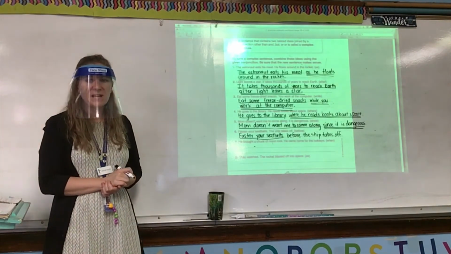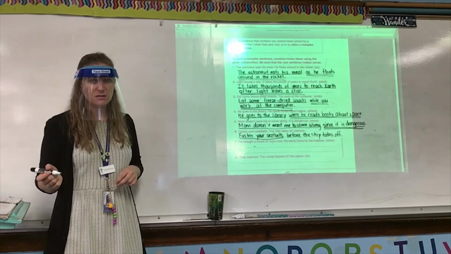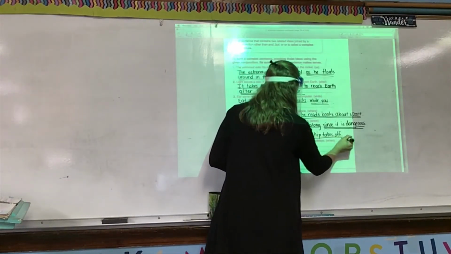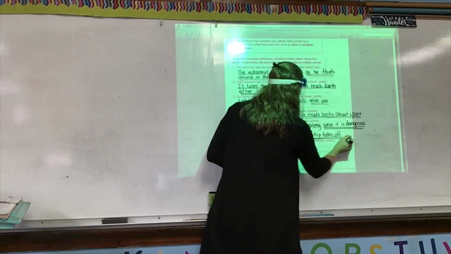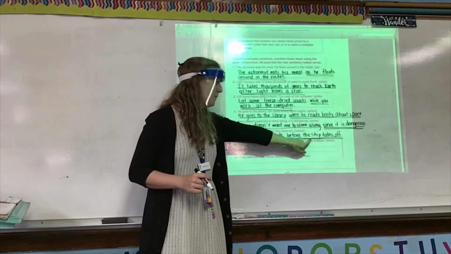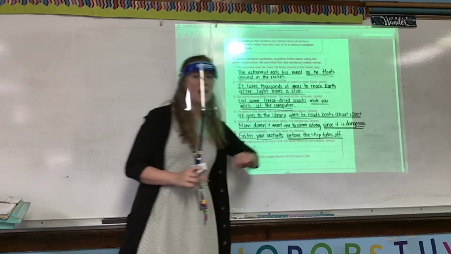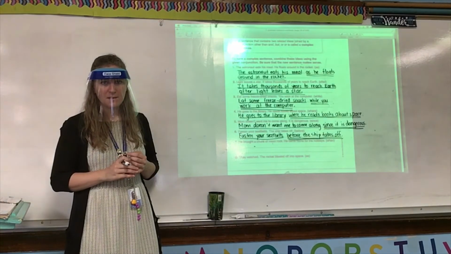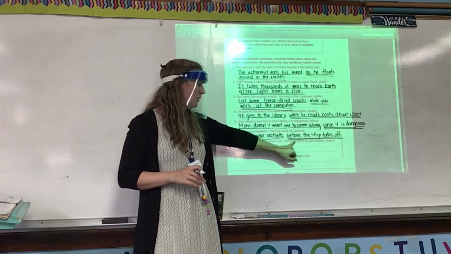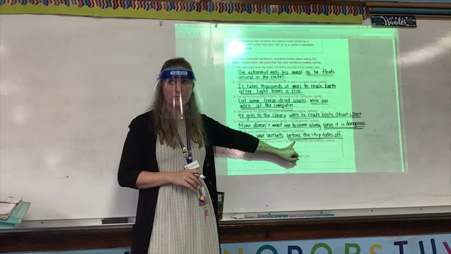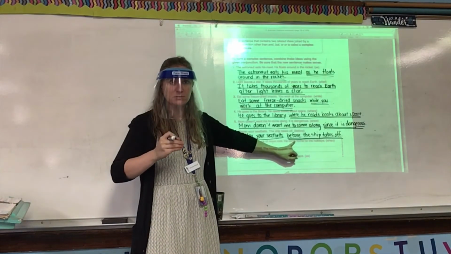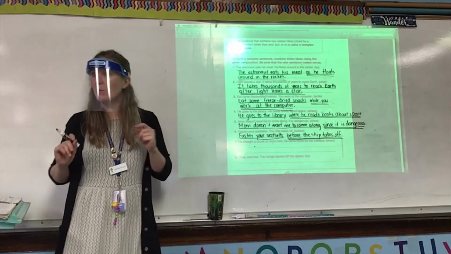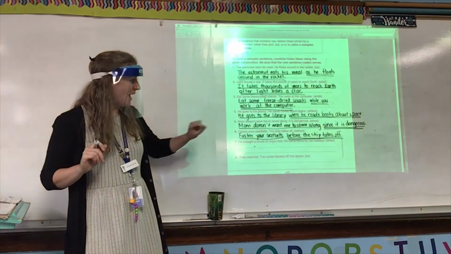Which part is the dependent clause, Smith? Before the ship takes off. We have the subject, the ship, and we have the predicate, takes off, but which word makes it a dependent clause, Smith? Before. We have to know why it says before. Before the ship takes off, what? What do I do? If you only have before the ship takes off, you have no idea what you do. You have to have more information.